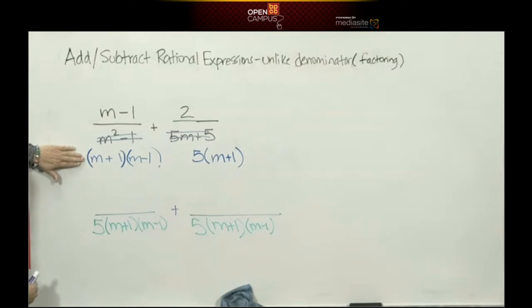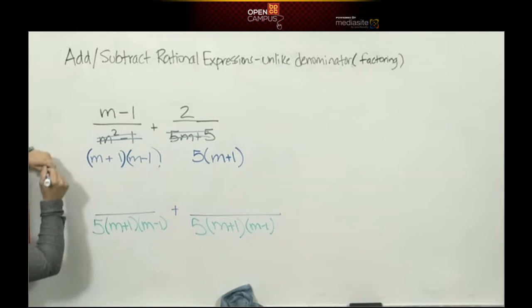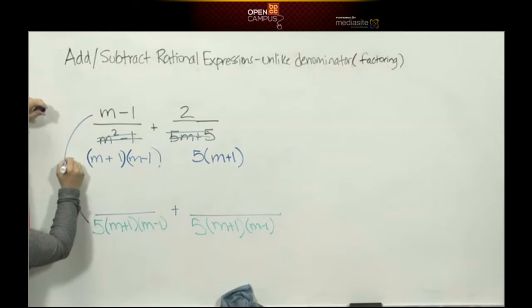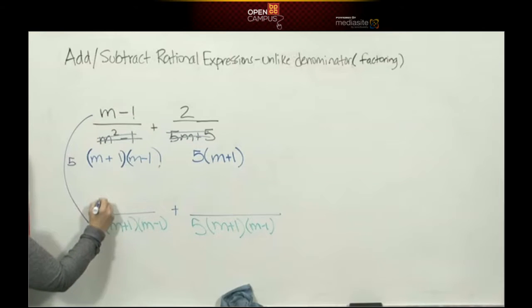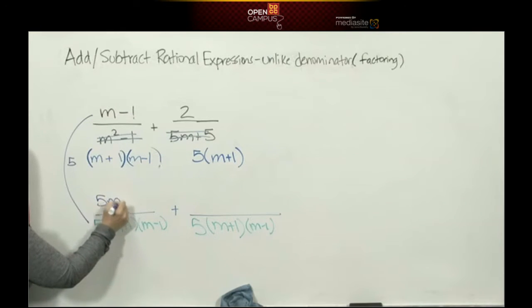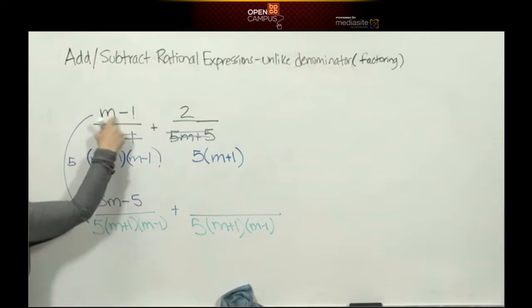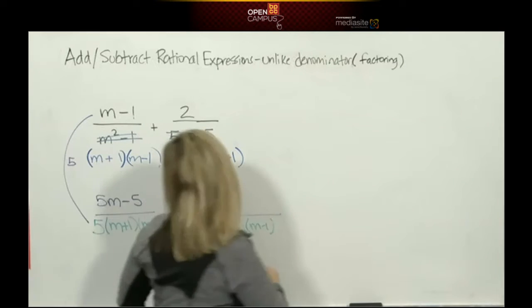Here's the denominator in factored form originally, and here's the new one. Well, obviously they're different. This new one has a 5. So that's what we're going to multiply our numerator by. We're going to multiply by 5. So 5 times m minus 1 would be 5m minus 5. We're going to distribute.